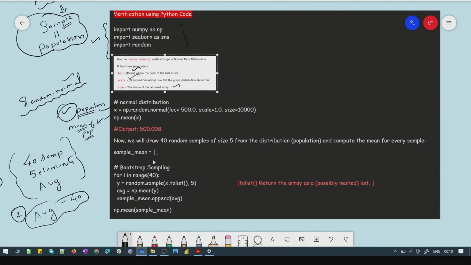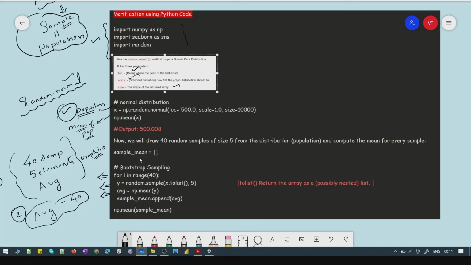First thing is that I'm forming an empty list, sample_mean. After that, I'm forming my buckets. 40 buckets are required, so that's what I'm forming over here. In each and every bucket I need 5 random values, and I'm putting those in the list. After that, I'm finding the average of each and every bucket which gets formed. That's what is written over here.